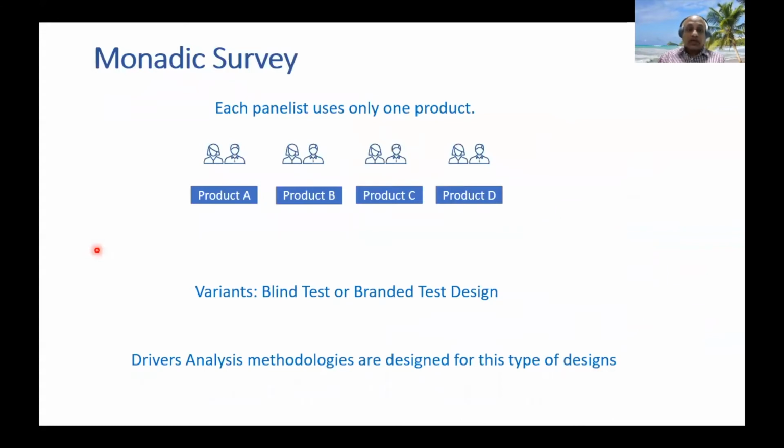Monadic survey. In a monadic survey, each panelist uses only one product. For example, in this diagram, a quarter of the panelists uses each of the product A, B, C, and D. Monadic test can be blinded or can be branded. Drivers analysis methodology described in the previous slide is designed for this type of studies.